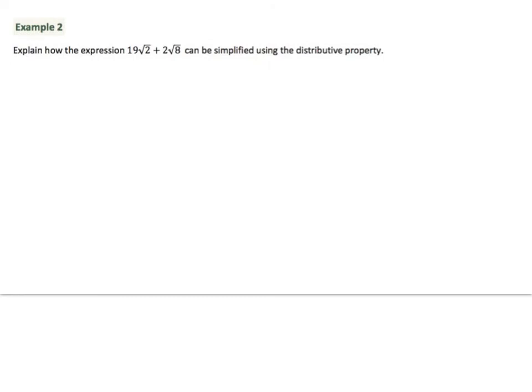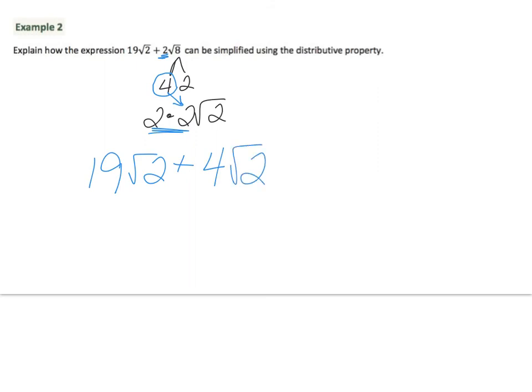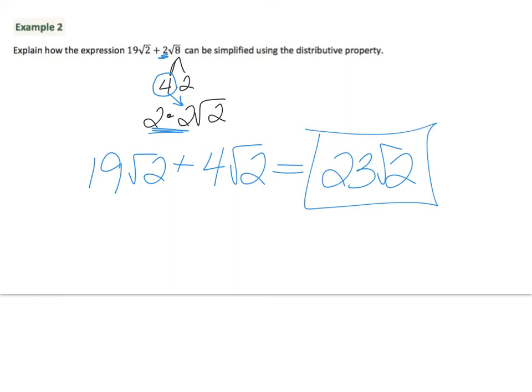Explain how the expression 19 square roots of 2 plus 2 square roots of 8 can be simplified. Well, the second term can be simplified a little bit more. 8 breaks down into 4 times 2, and 4 is a perfect square. So I have 2 times 2 square roots of 2. What I did is I took the square root of 4 and wrote it right there, but I can't forget about the 2 that was already there. So here we have 19 square roots of 2 plus 2 times 2, which is 4 square roots of 2. That gives me 23 square roots of 2 as an answer.